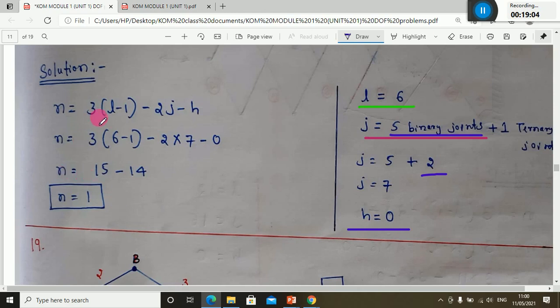Just input the values of L, J and H. So you'll get this answer.